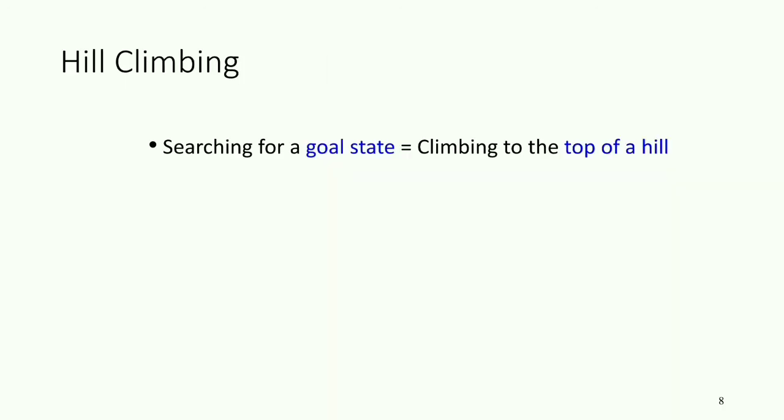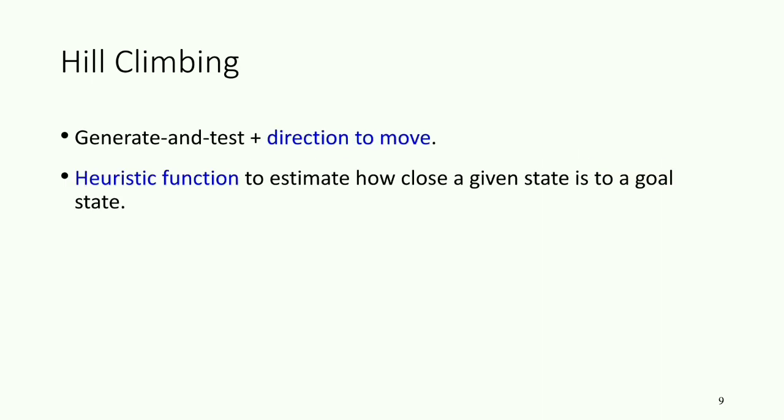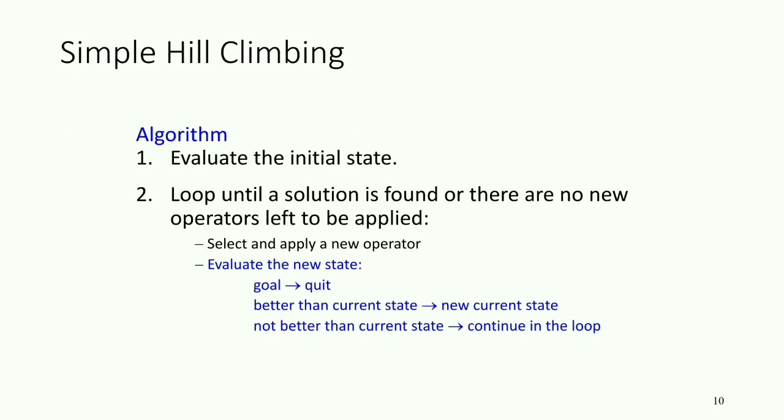Hill climbing is another search strategy under the heuristic. Searching for a goal state is equal to climbing to the top of the hill. Hill climbing is nothing but the generate and test algorithm plus a direction to move. The heuristic function is used to estimate how close a given state is to a goal state. So here is the simple hill climbing algorithm.